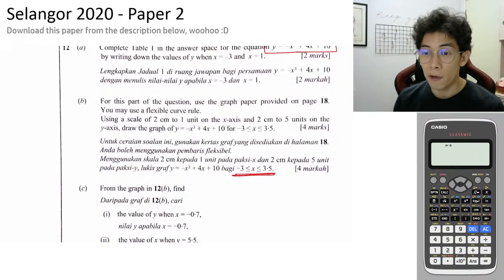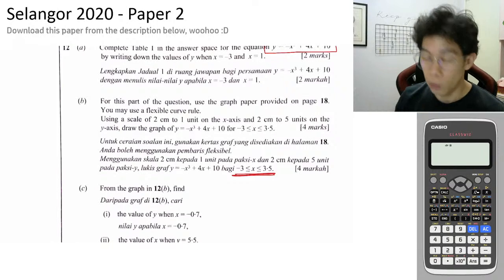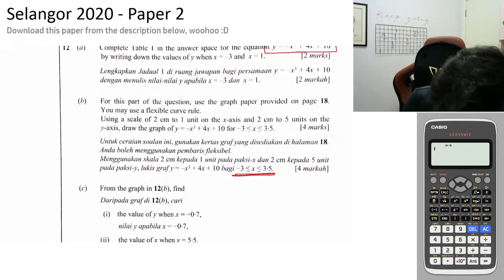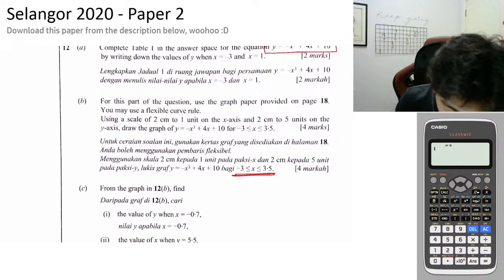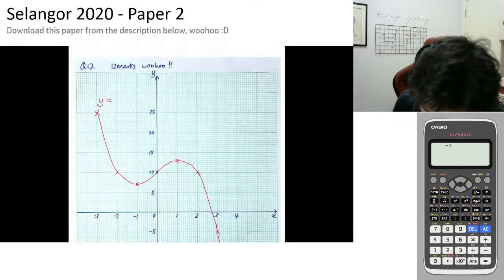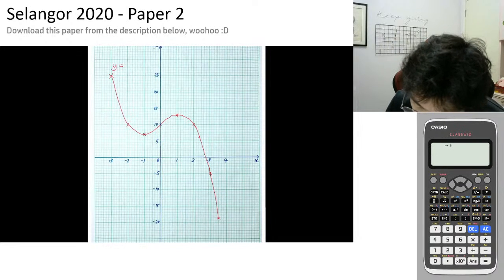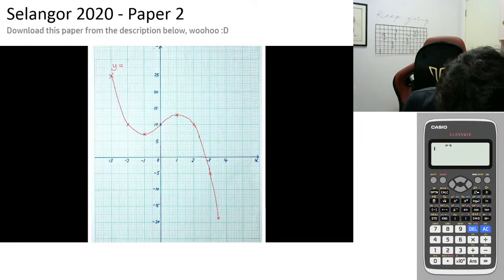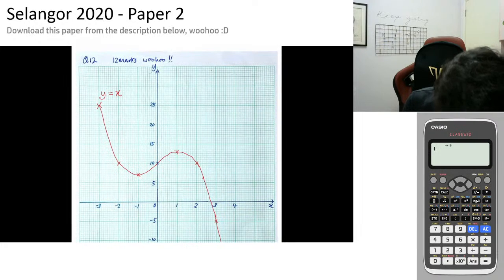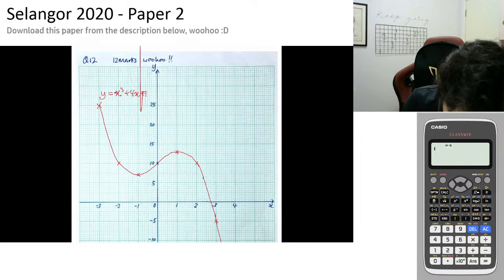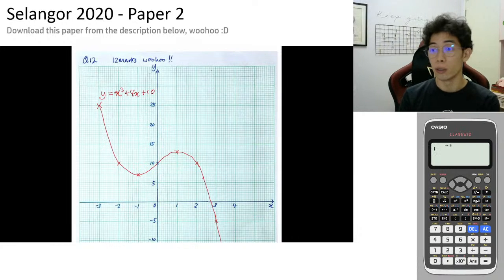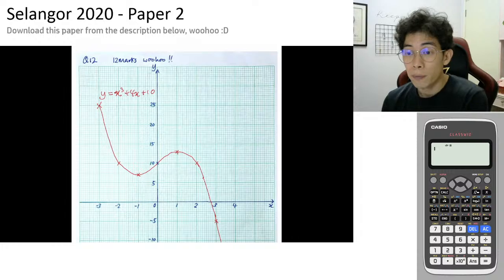Don't forget a very important thing: your labeling. Y equals to what is the equation? Let me show you. You see my drawing? I roughly drew it already. So I'll write y equals x minus x cubed plus 4x plus 10. You can write it anywhere as long as it's very near to the curve, very near to the equation.